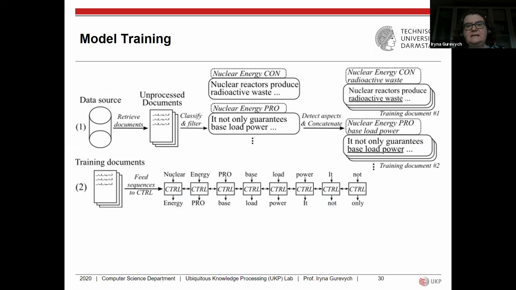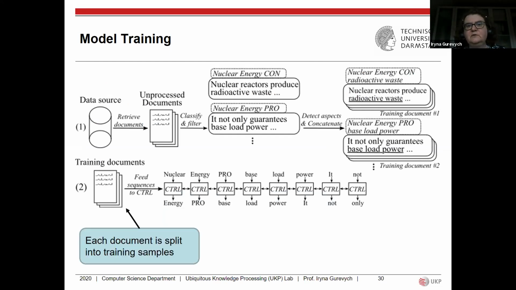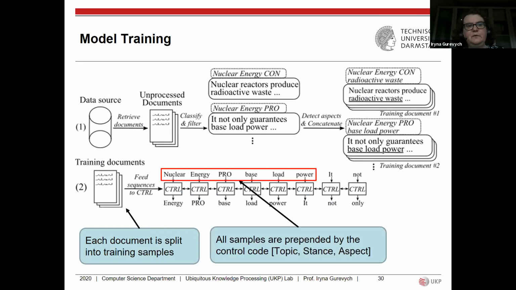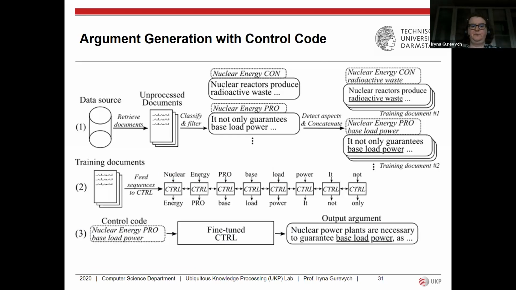Next, the document texts are split by the maximum sample length, and each sample is prepended by the control code, that is the topic, the stance, and the aspect. In the shown sample, this would be nuclear energy as the topic, pro as the stance, and base load power as the aspect. Contrary to the original CTRL architecture, we allow for control codes of arbitrary length. Finally, at inference, we pass a control code to the model, which generates an argument following that control code. For example, we pass the control code nuclear energy pro base load power, and the model generates an argument with this context.